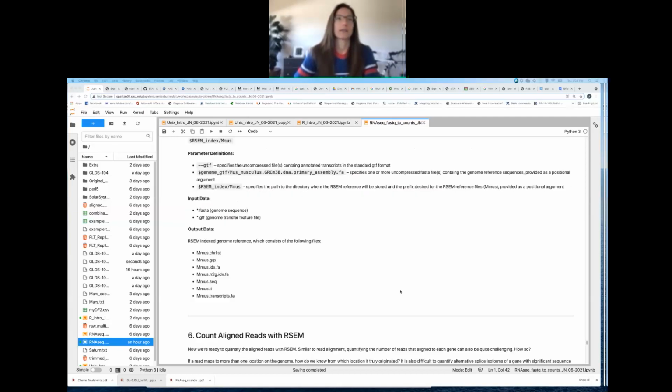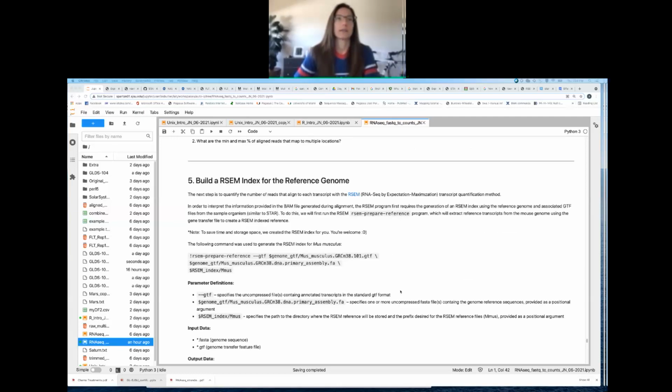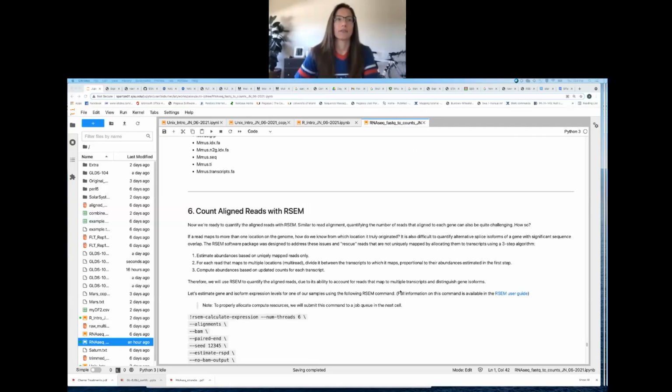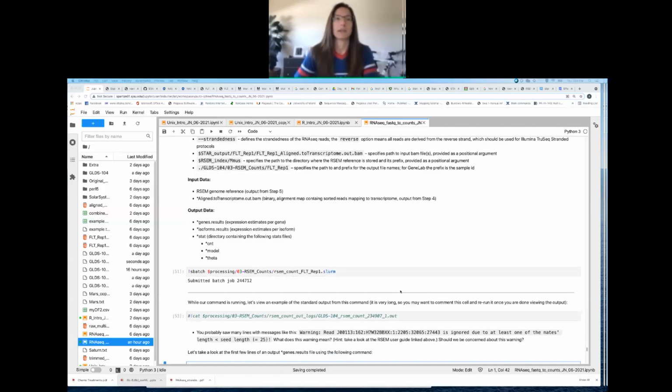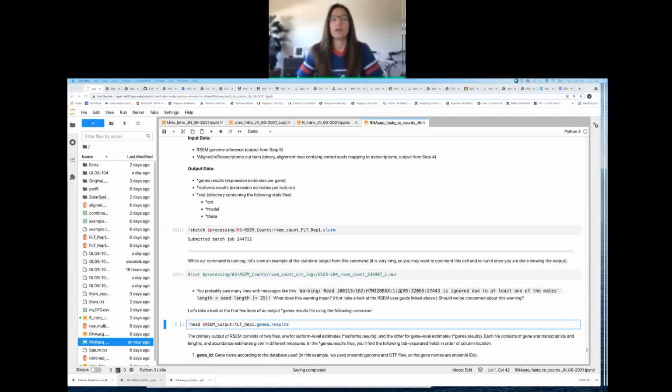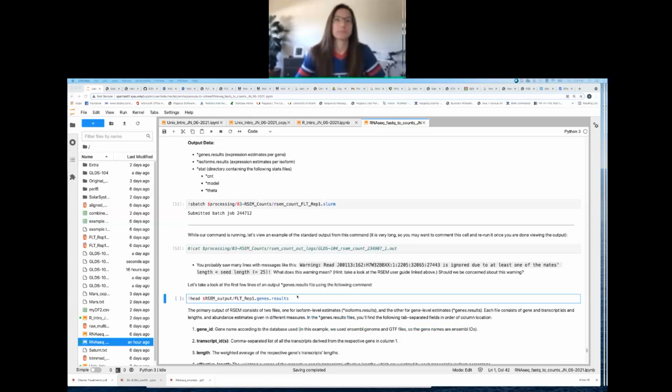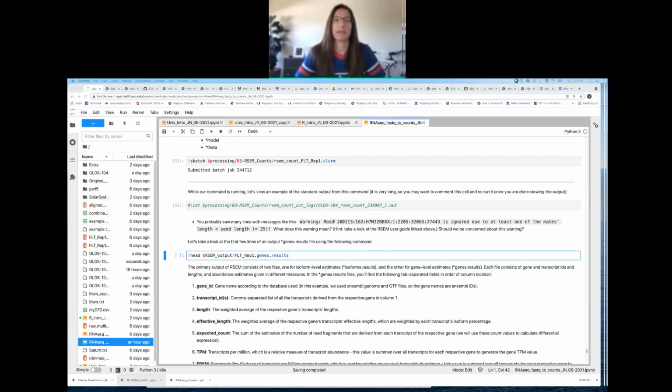So we were talking about how to build an RSEM index, and then after that we went ahead and submitted our jobs to count the number of genes and isoforms that align for our flight rev 1 sample. And so we took some time looking at that standard output from RSEM, noticed that we had several reads that got that warning about the seed length.